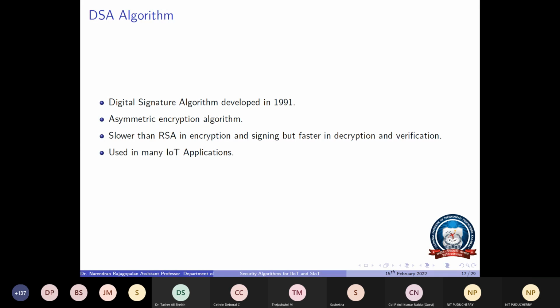The next well-known algorithm is the Digital Signature Algorithm, DSA, which was developed in the year 1991. It is another asymmetric encryption algorithm, which is relatively slow compared to the RSA algorithm when it comes to encryption and signing. But when it comes to decryption and verification, DSA is able to be faster than RSA. So since encryption and decryption together imply a process of authentication as well as verifiability, the DSA algorithm is able to match the speed of RSA when it comes to the complete process. This algorithm is also used in IoT applications now.